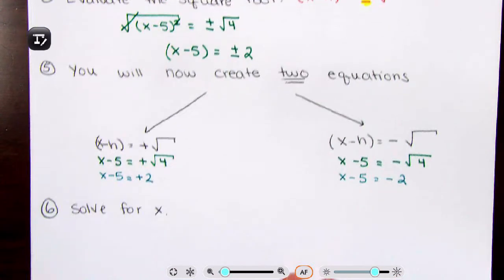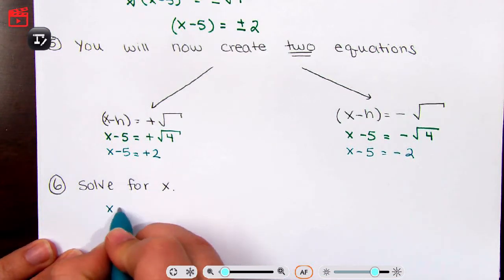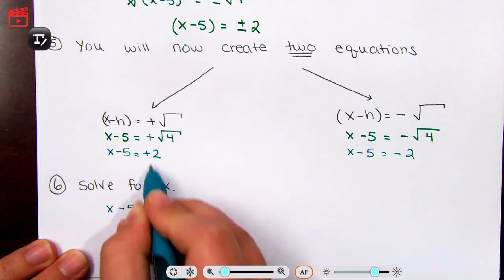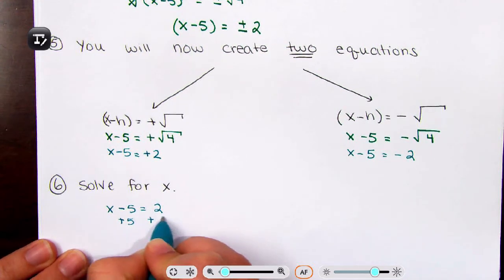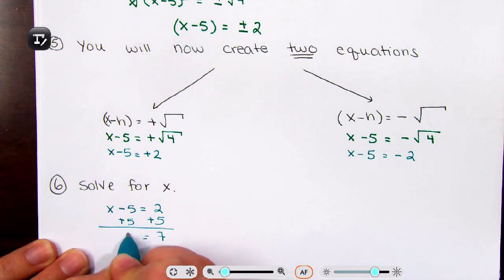Now here for step number 6, we're going to solve both equations. So x minus 5 is equal to positive 2. I'm going to add 5 to both sides, 5, 6, 7. So that means x is equal to 7.